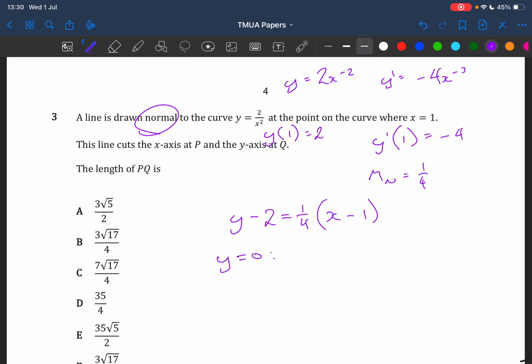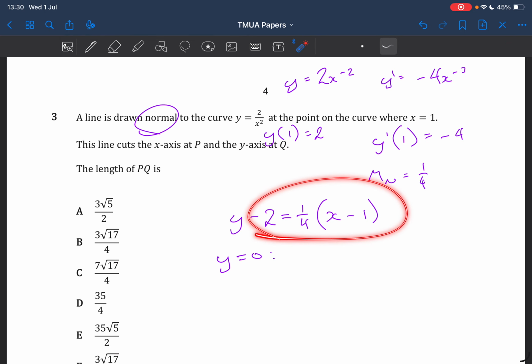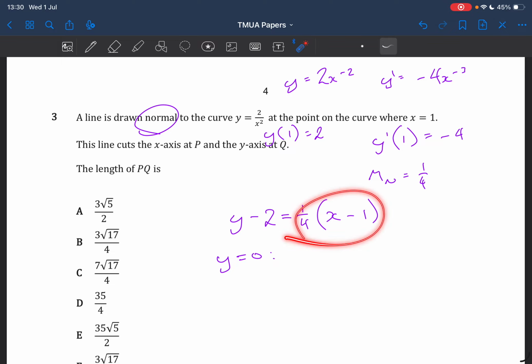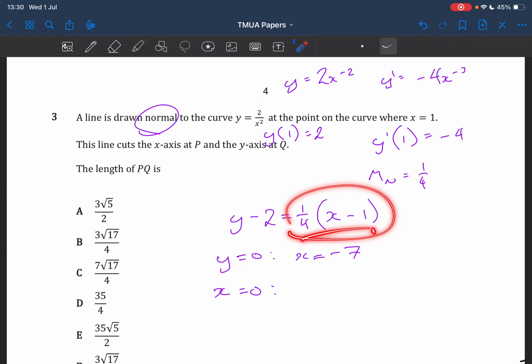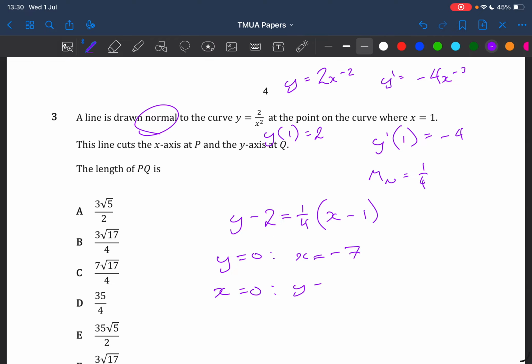So if we make y 0, what are we going to get? Well, this whole thing is equal to minus 2, doesn't it? So times that across, this would be minus 8 on the left. This must be minus 8. Adding that over, x is minus 7. And if we make x 0, what do we get? Well, this whole side is going to be minus a quarter. 2 minus a quarter is 7 on 4.